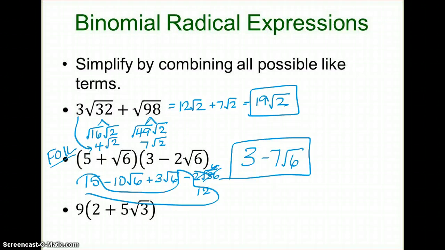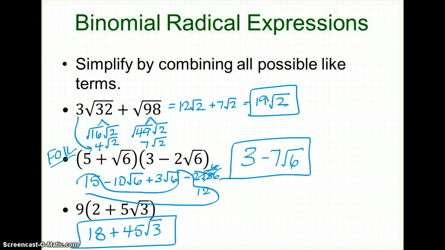Now on the last one, I put this one on here just because sometimes we forget that if it's not a binomial and a binomial, we don't need to do FOIL, we just need to simply distribute. So when I distribute this, 9 times 2 is just simply going to give me 18. And when I multiply 9 times 5 square root of 3, I'm going to get 45 square root 3. And then there are no like terms, so this is all I would have for my answer. So when you have just a simple distributing problem, don't make it more complicated than you need to, right? You just do the distributing, combine anything that combines, and you're finished.